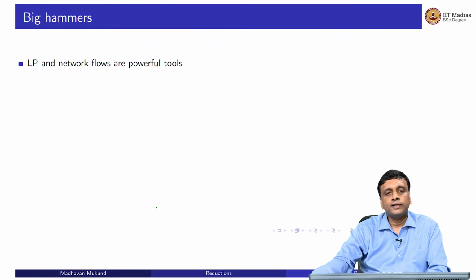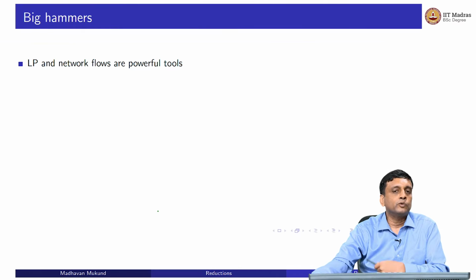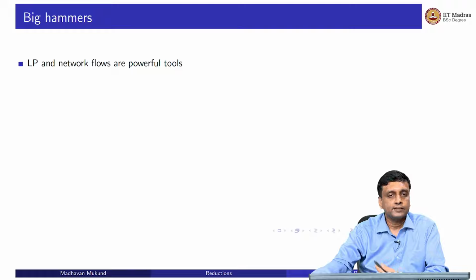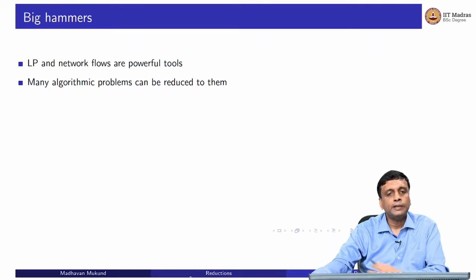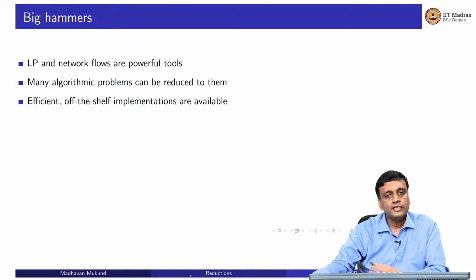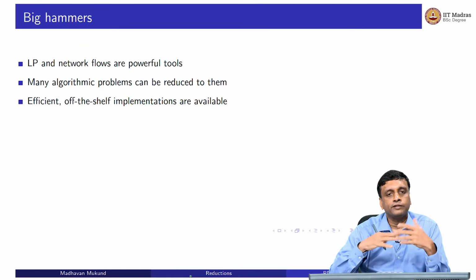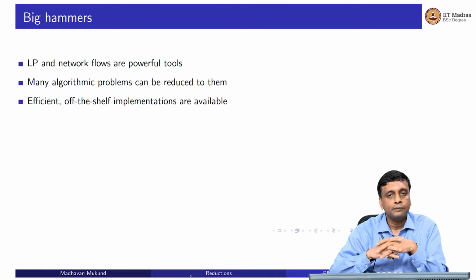So the reason that we looked at linear programming and network flows is not to examine the algorithms for these. We just gave a sketchy version of how simplex works for linear programming, and we illustrated how the Ford-Fulkerson algorithm works for network flows without actually proving that they are correct. But the point is that these are big hammers. These are very powerful techniques which are available to us to solve a lot of problems. So many problems can be reduced to these, and because they are such useful problems, there are commercially available or even non-commercially available but publicly available libraries to solve these.